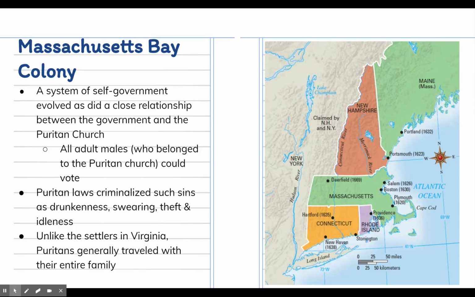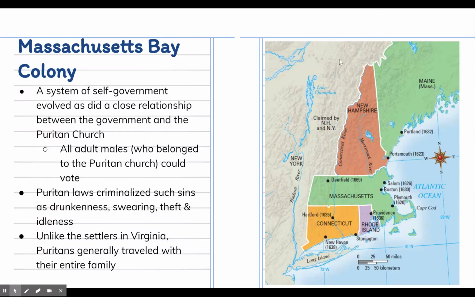So unlike the settlers in Virginia, the Puritans generally traveled with their entire family. So again, a completely different element. They're coming here to escape persecution. They're bringing their wives and their children, and they're trying to set up a completely different type of colony. And then again, going back to that idea of a city upon a hill. So they're leaving England. They don't want the persecution. They want to come to America and be an example for others.